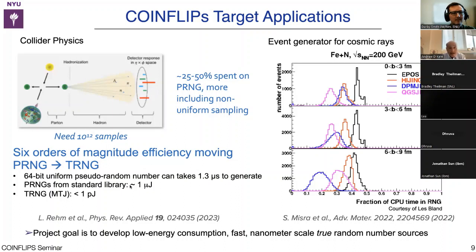And in a standard library, the energy cost is a microjoule for 1 bit. So MTJs can generate these bits with picojoules of energy. So that can be a huge savings in energy consumption. And so our goal is really to push this, to see is it really possible and what would be the best way to do this.